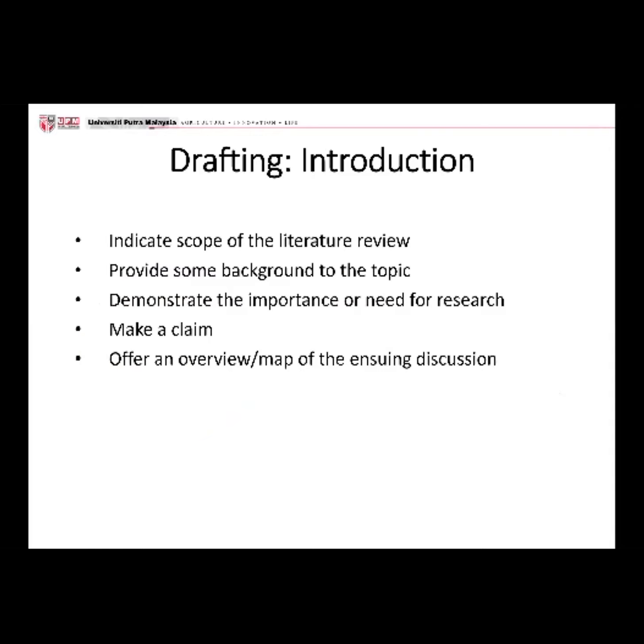In your introduction, you first indicate the scope. You basically tell the reader what to expect when they read the literature review. And you give some background to the topic. You demonstrate why this is important, the justification, or the links to the research problem, and you make a claim that links to your hypothesis as well.